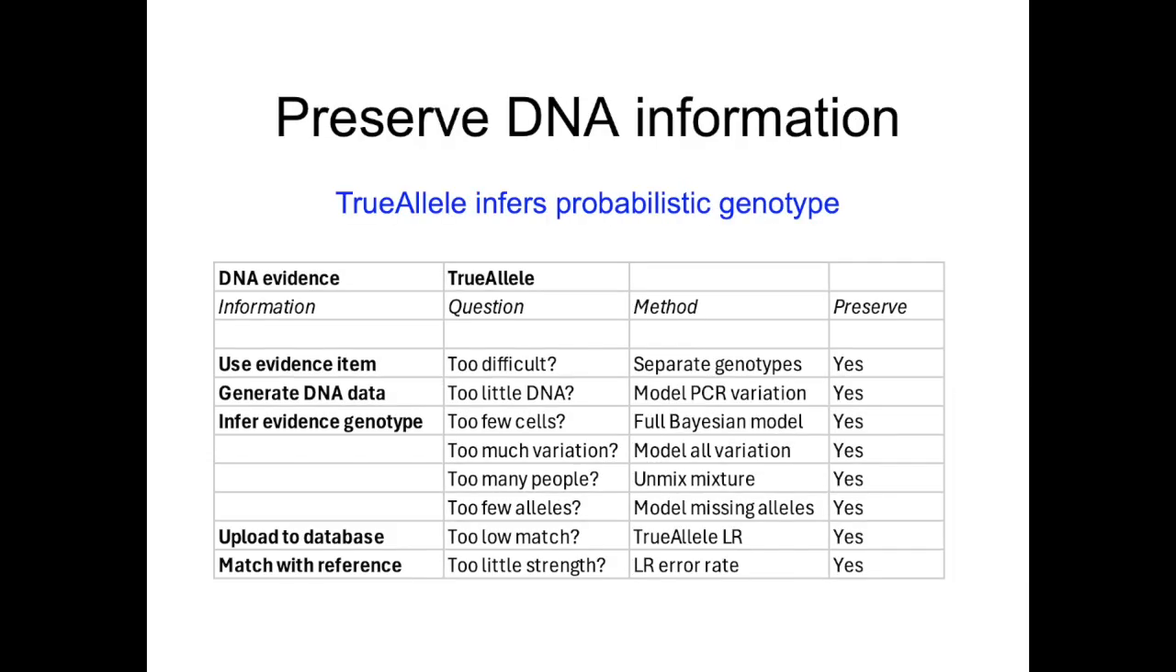What TrueAllele does, and it was designed this way, is it preserves DNA information. It separates, and what I'm showing in the column now under the method is how does it overcome every step? It's a mathematical problem that's being solved. Any mixture will have hundreds of variables, and TrueAllele, based on the data, will solve for the unknown variables up to probability. And of all those variables, the only ones we really care about are the genotypes. The genotype for each contributor at every locus, because that's what we can compare.